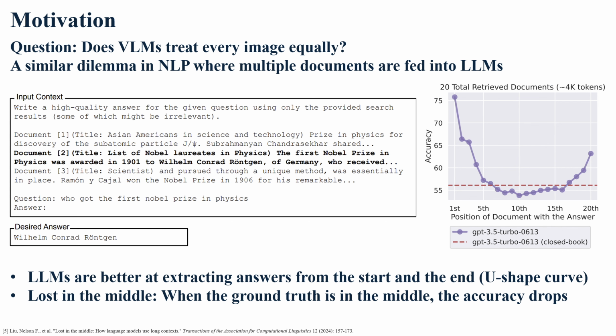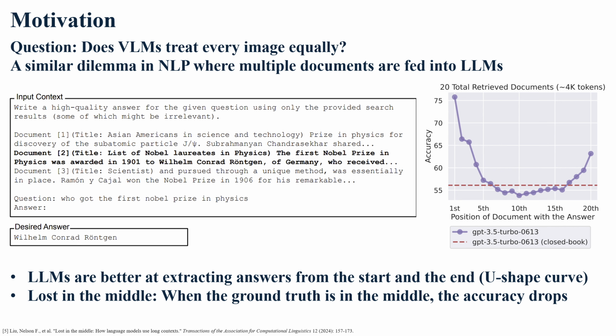Based on these multi-image tasks, our motivation comes from a simple question: do vision language models treat every image equally? There is a similar dilemma in NLP, where large language models are required to reason across multiple documents. In this related work, multiple documents are fed into large language models, where only one document contains the answer to the question, which we call the key document.